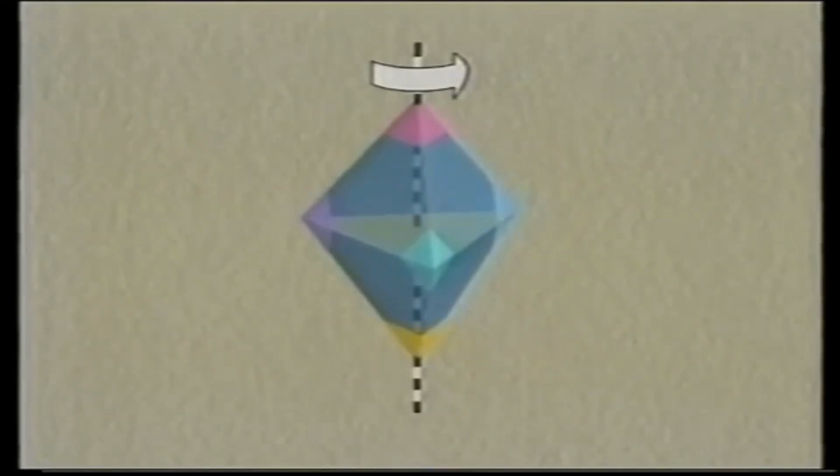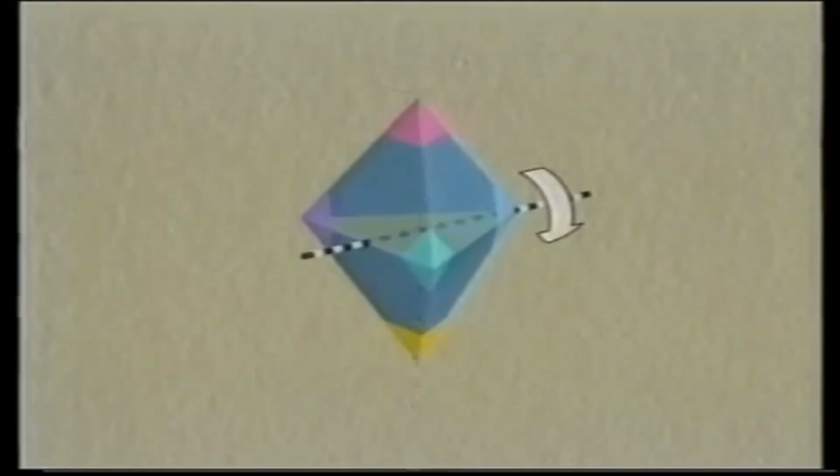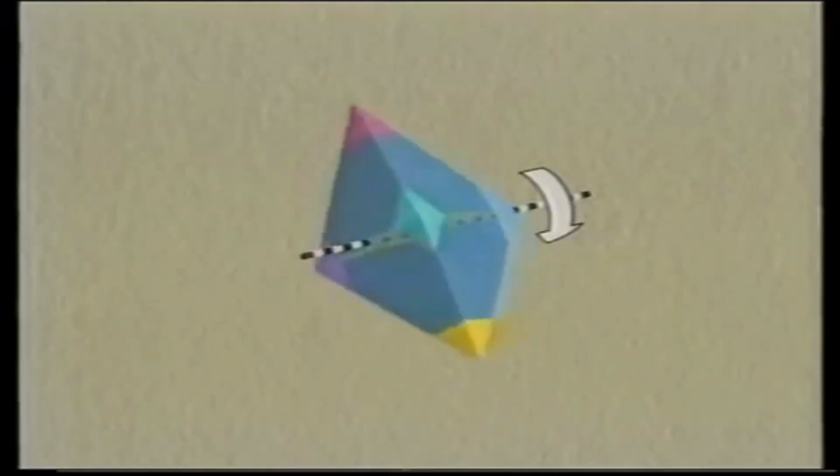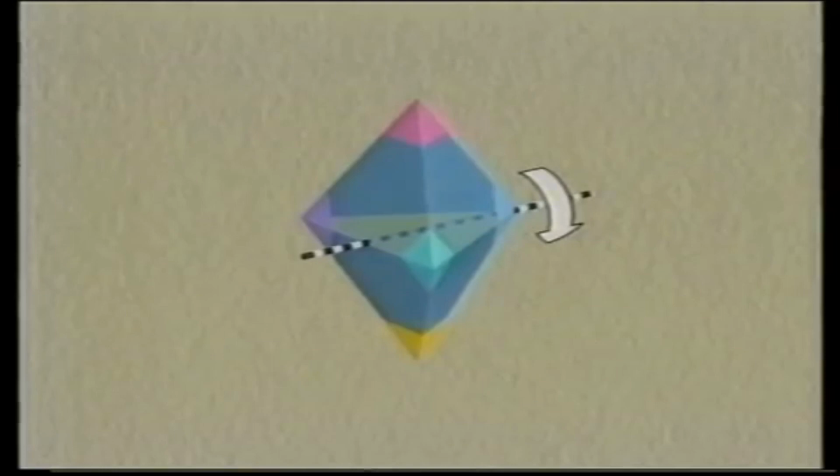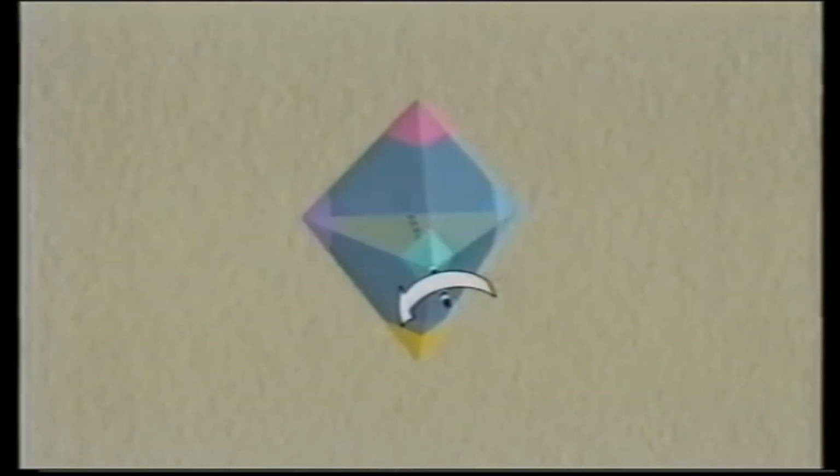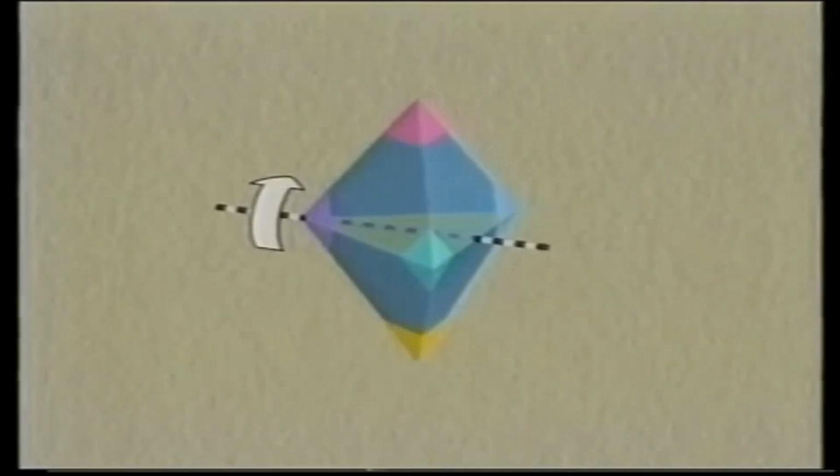What about other axes of rotation? There's this horizontal one through the blue vertex. And this time we need a rotation through pi, half a revolution. And if we do it again, we get back to where we started. And in fact, there are 2 more axes like this. So these 4 axes of rotation account for all 6 direct symmetries.